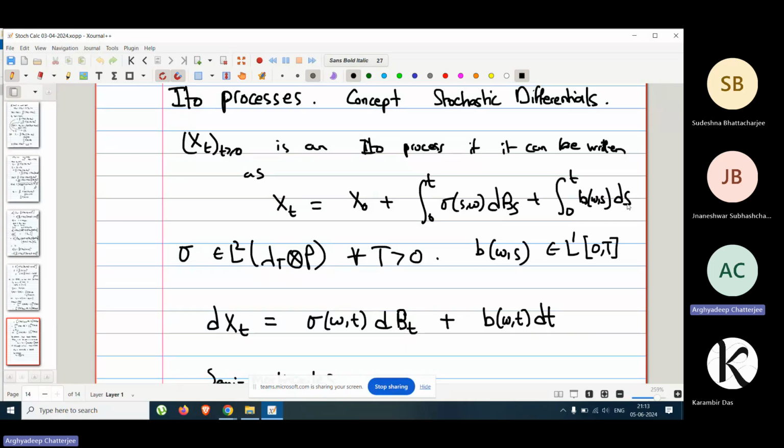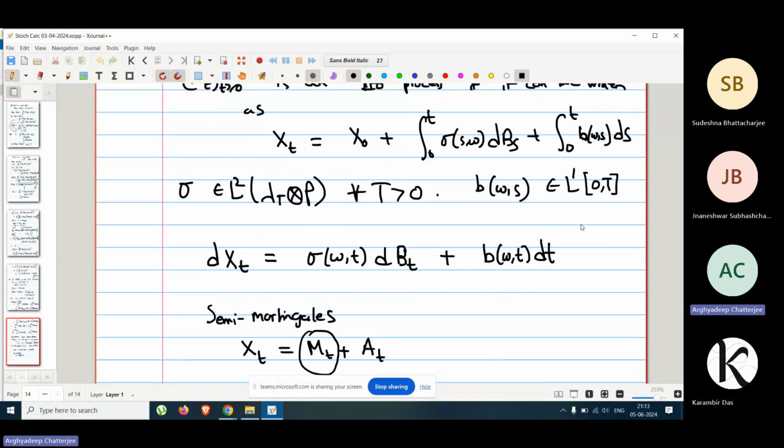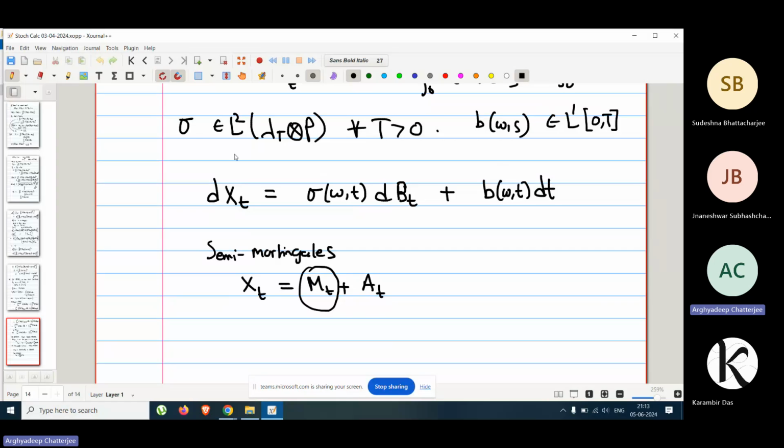functions. Or you can say that if you define a measure small mu of t on the interval 0 to t given by this integral from 0 to t of b(s, omega) ds, then that will be a Radon measure. So that is what I mean by a finite variation process. Most of the times we like to work with Brownian motion, which includes the martingale part, plus some drift.